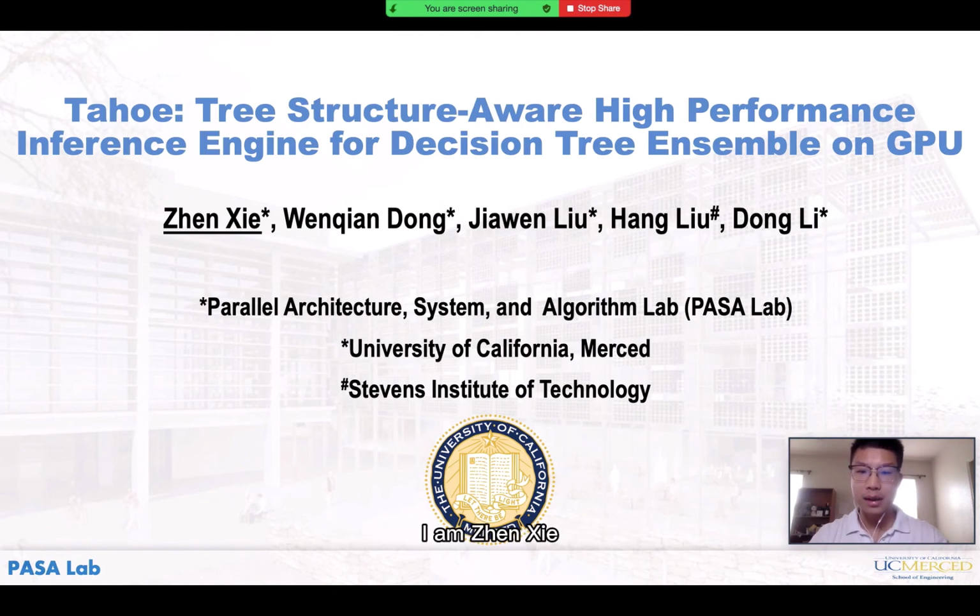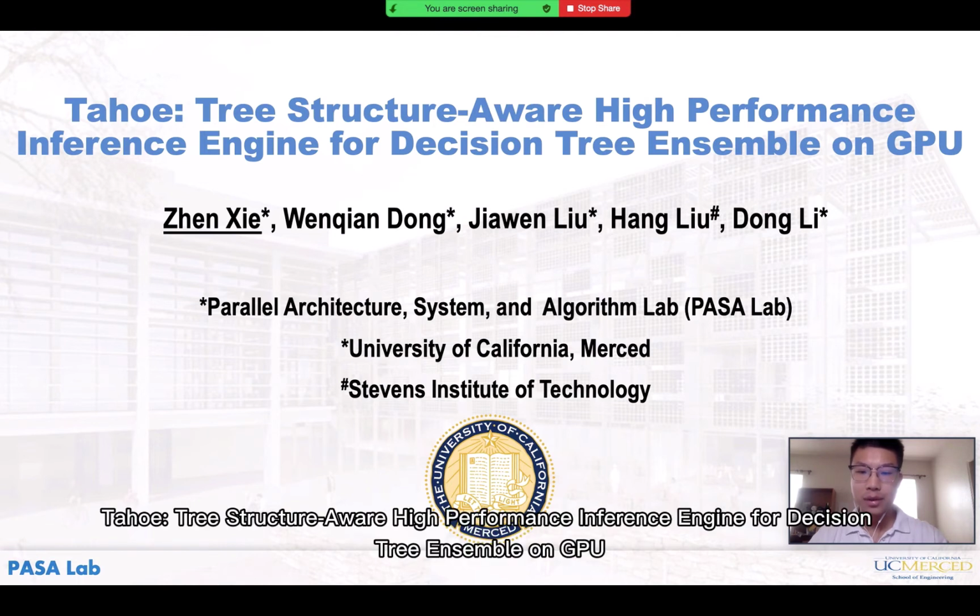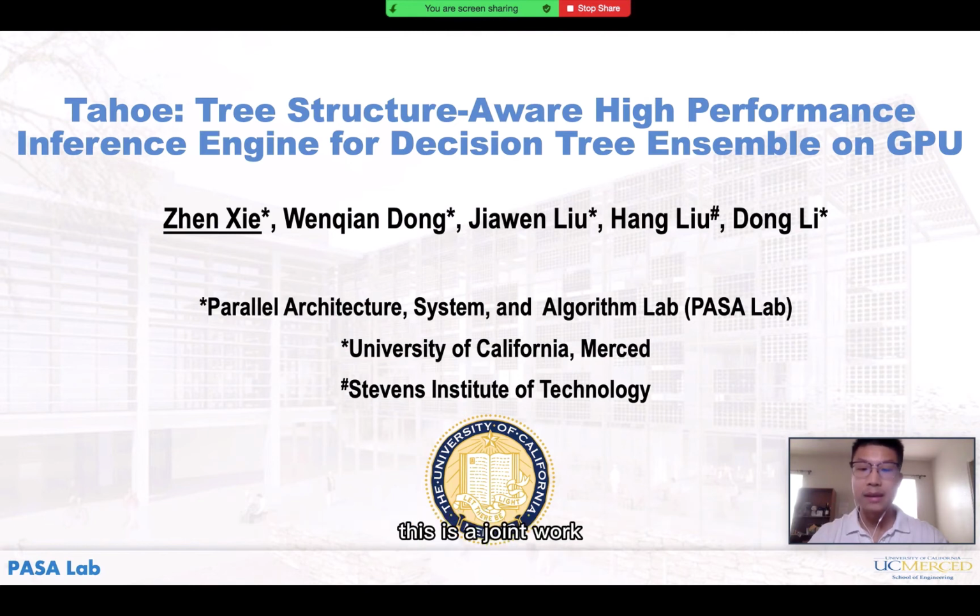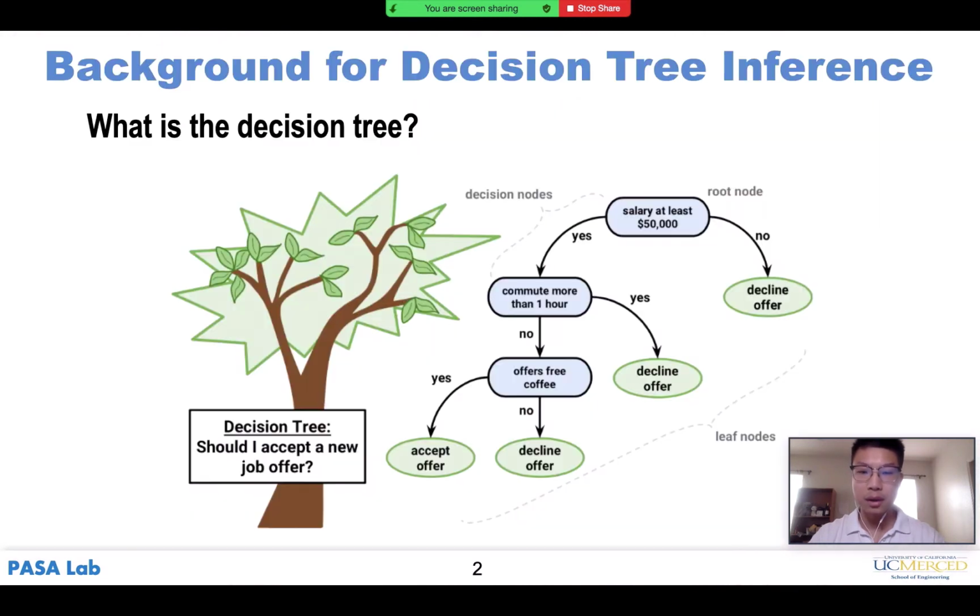I am Zhen Xie, a postdoc at the University of California, Merced. In this talk, I will present a paper, Tahoe: Tree Structure-Aware High-Performance Inference Engine for Decision Tree Ensemble on GPU. This is a joint work with my fellow student and my advisor, Professor Dong Li.